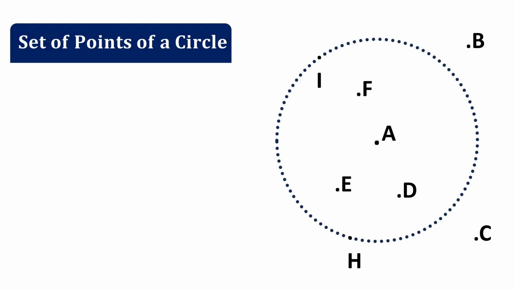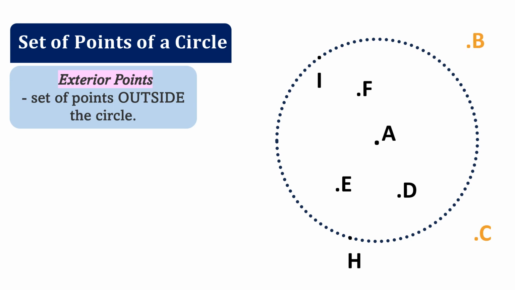There are three sets of points of a circle. The first set is called exterior points. In this figure, the exterior points are B and C.